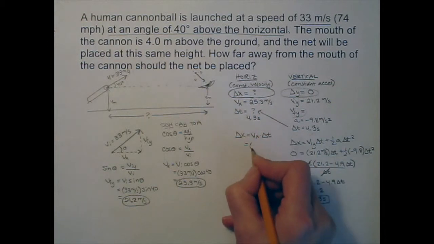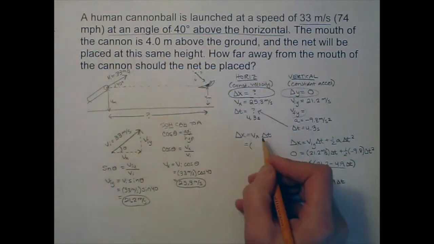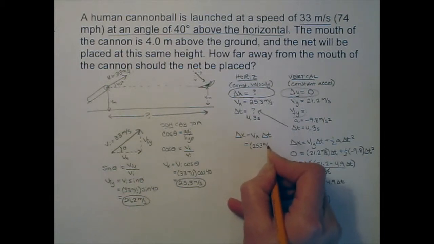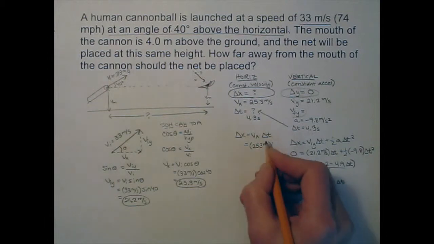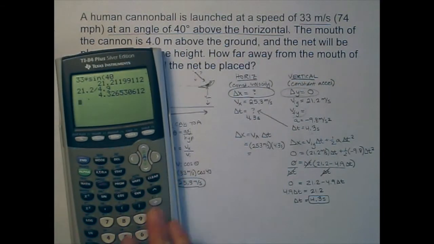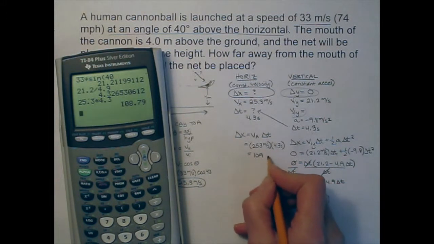So the horizontal velocity, the rate at which it's moving to the right, is 25.3 times 4.3 seconds, which comes out to be 109 meters.